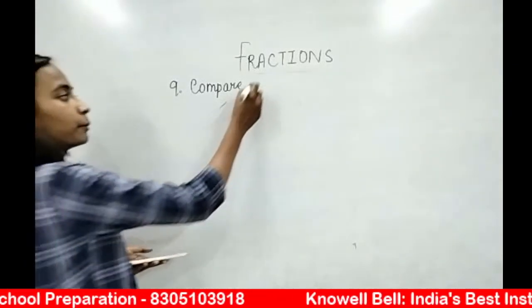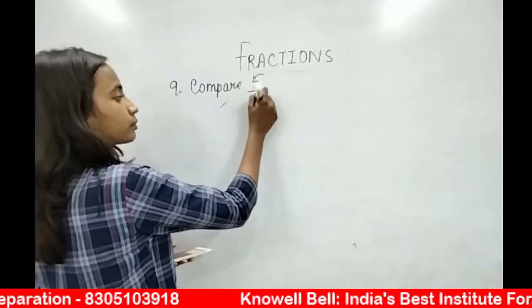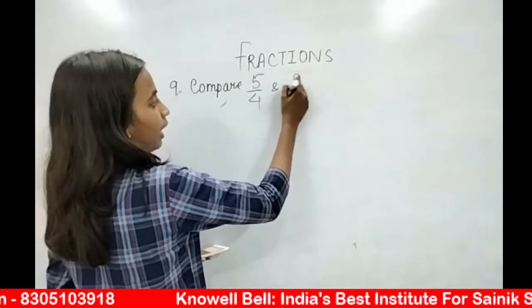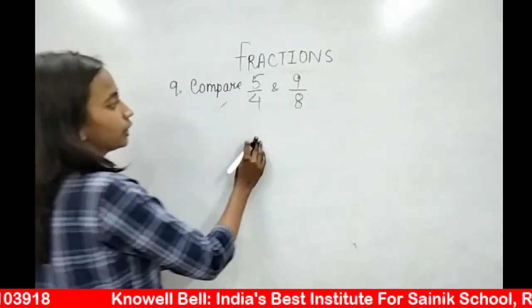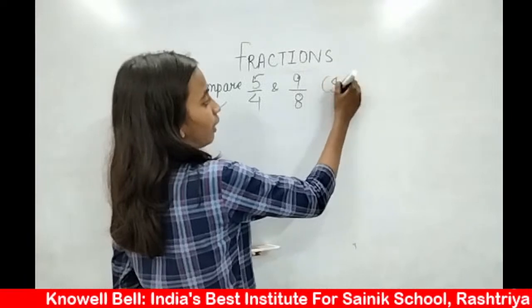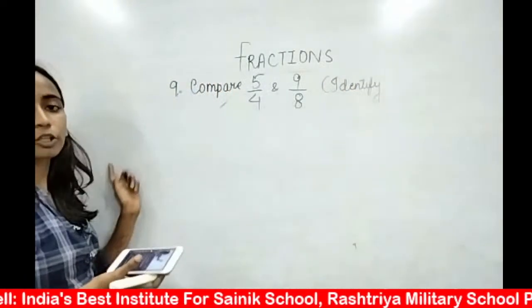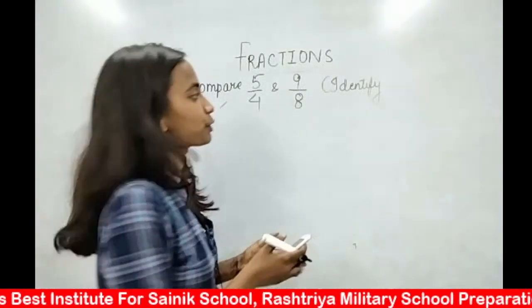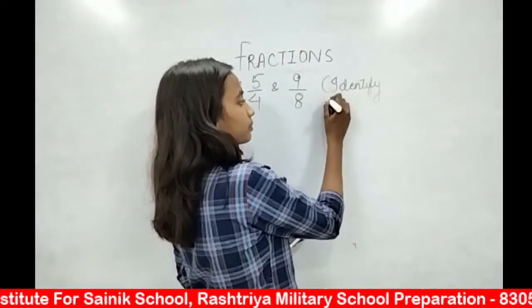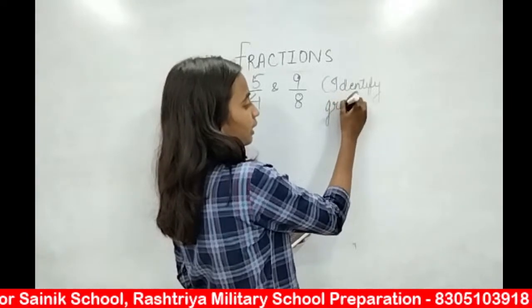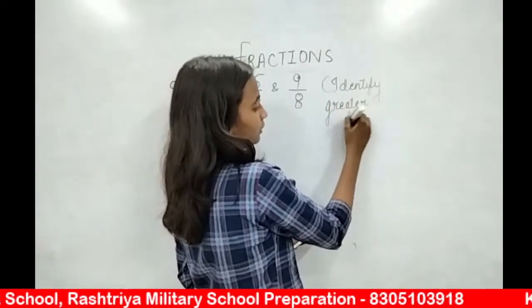Okay, so I'm giving two more fractions: 5 by 4 and 9 by 8. We have these two fractions. Identify the bigger fraction quickly. Apply the same trick. Do the cross multiplications and find out which one is bigger. Identify the greater or bigger fraction.